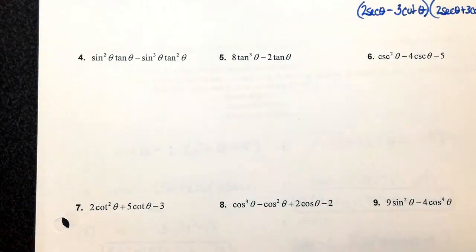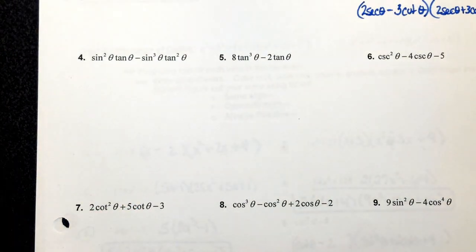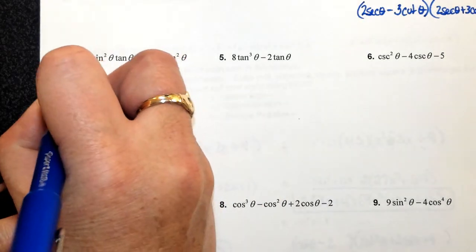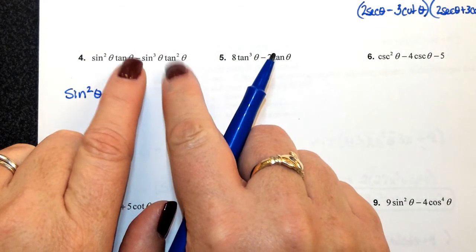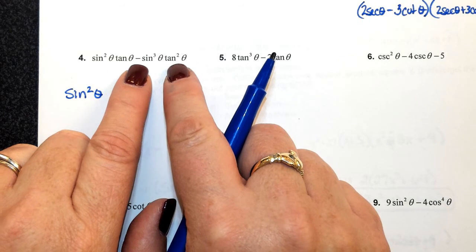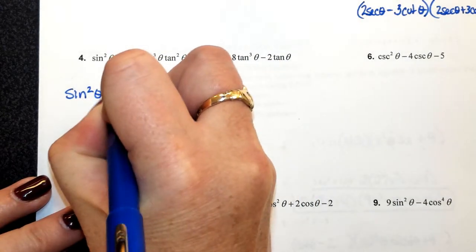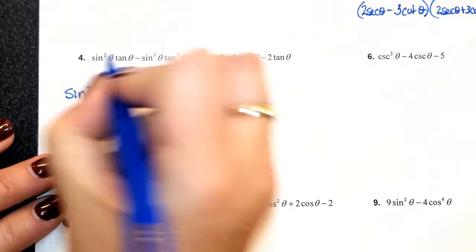What about number 4? Remember, you always check for what first? You always check for greatest common factors. So you have a sine squared and a tangent, sine to the third and a tangent squared. What's the GCF going to be? How many sines can I factor out of the whole thing? 2. So my GCF is going to be a sine squared theta. How many tangents can I factor out? 1. So my GCF is going to be a sine squared times tangent theta.